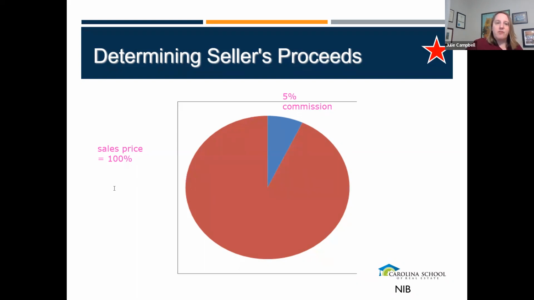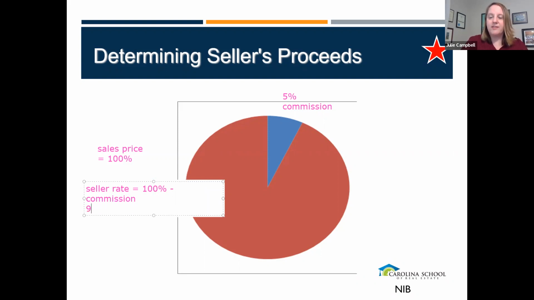So in just a second, when we look at our T-bar, we're getting ready to see something called seller rate. And seller rate is going to be 100% minus commission. So in this case, seller rate is going to be what? It's going to be 95%. They gave you 5%. They gave you a piece of their pie. And they have 95% to pay off their liens, pay off all their debt, pay the deed preparation fee, and pay their excise tax.